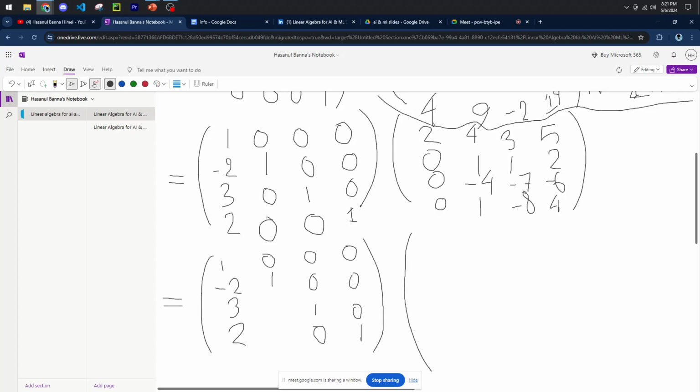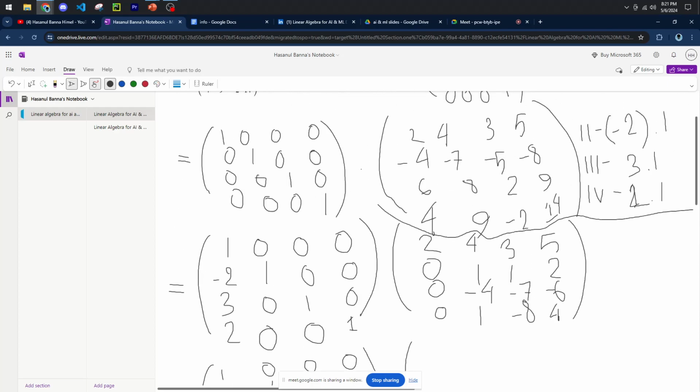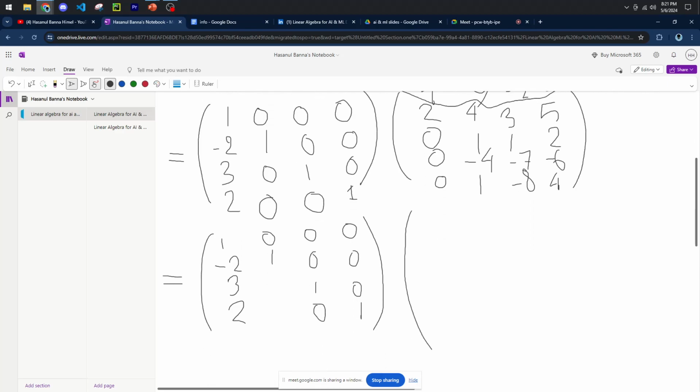Now for this part we will be completing the math with this part. Our this part is done. Now we're doing it with this part.